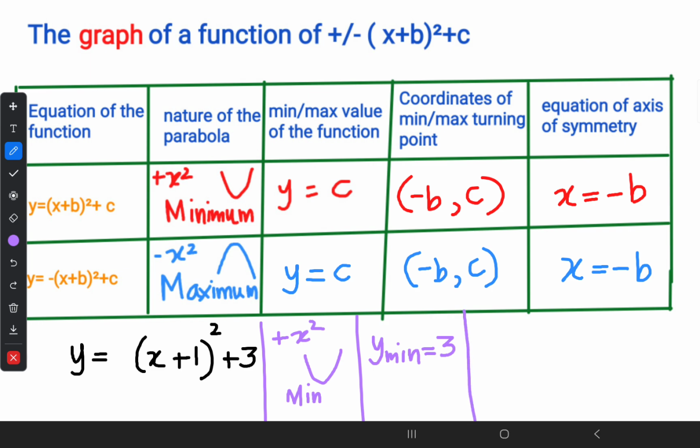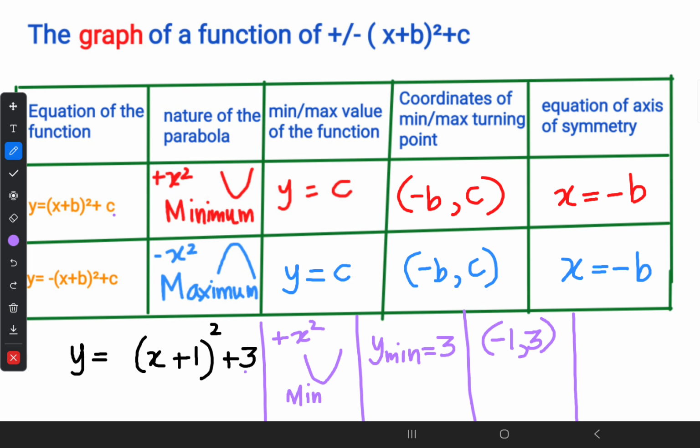And next, the coordinate of the turning point. For b, inside it is having a positive value, so take its opposite. If it is a positive one, its opposite would be negative 1, comma, this c. The c value is already known, that is 3. Negative 1, comma 3 would be the coordinate of the turning point.